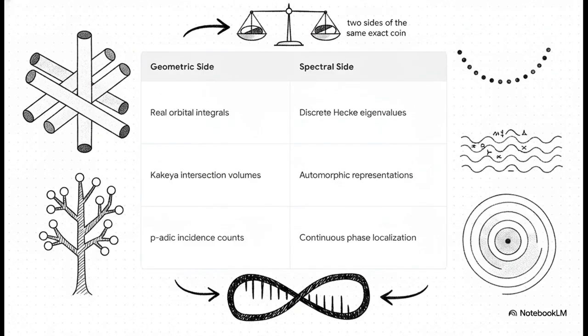Let's explicitly contrast this so it's super clear. The trace formula forces a direct dialogue between these two domains. The Kakeya tube intersection volumes, which is that raw physical density of our Kakeya set, are fundamentally linked to the discrete Hecke eigenvalues and continuous phase localizations on the other side. They're literally two sides of the exact same coin.